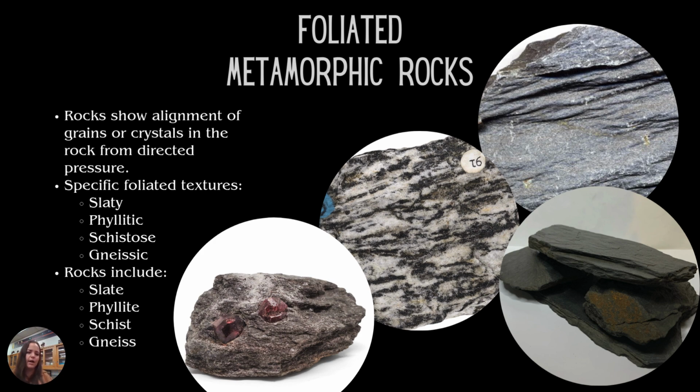So as I mentioned, our foliated metamorphic rocks are going to be slate, phyllite, gneiss, and schist. And again, we're looking for the alignment of grains or crystals parallel to each other, perpendicular to stress. Okay, so we're going to go through each of them individually.